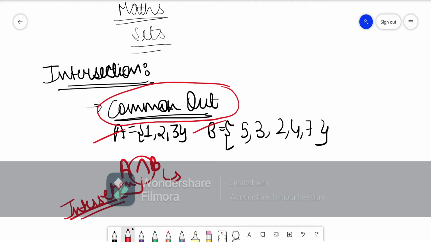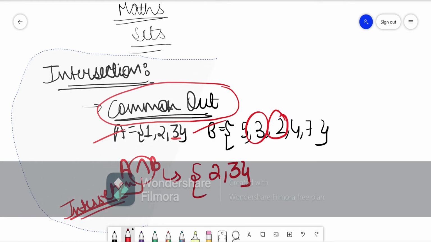So if I see in set A, I have 1, but in B I don't have 1. In set A I have 2, but do I have it in B? Yes, so this will come. In set A I have 3. Do I have it in B? Yes. So A intersection B would be 2, 3. This is A intersection B, right? I hope this intersection is also clear to you.